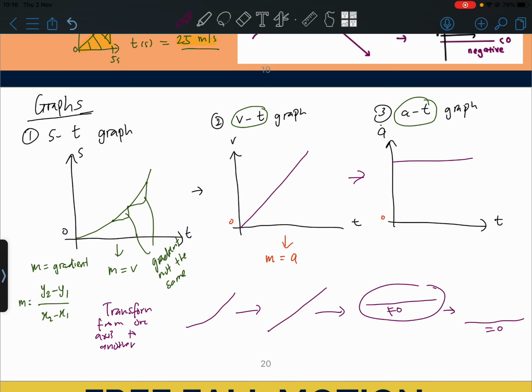Okay, in this case from the ST graph to the VT graph to the AT graph. So we want to transform. While we are transforming, of course, the graph should be different for each axis. Okay, all right.